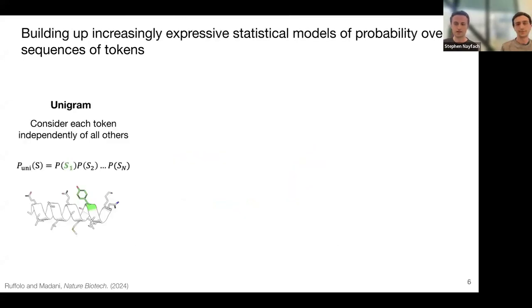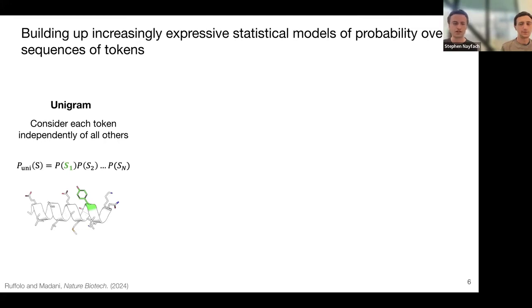A really simple way to do this might be just to assume that every amino acid is independent. This is a unigram model, and to calculate a likelihood under this model, we can simply tabulate the frequencies of each amino acid in our database, then multiply those together to calculate the likelihood of a sequence. Of course, this ignores what we know about the organization of proteins.